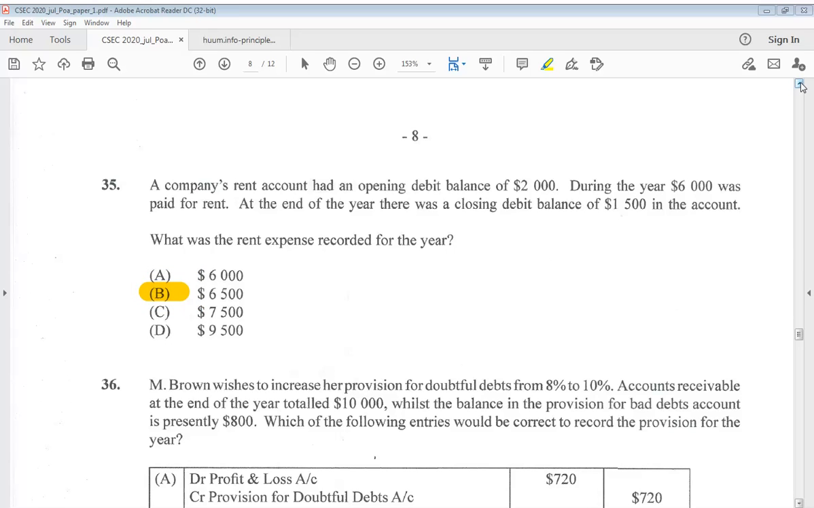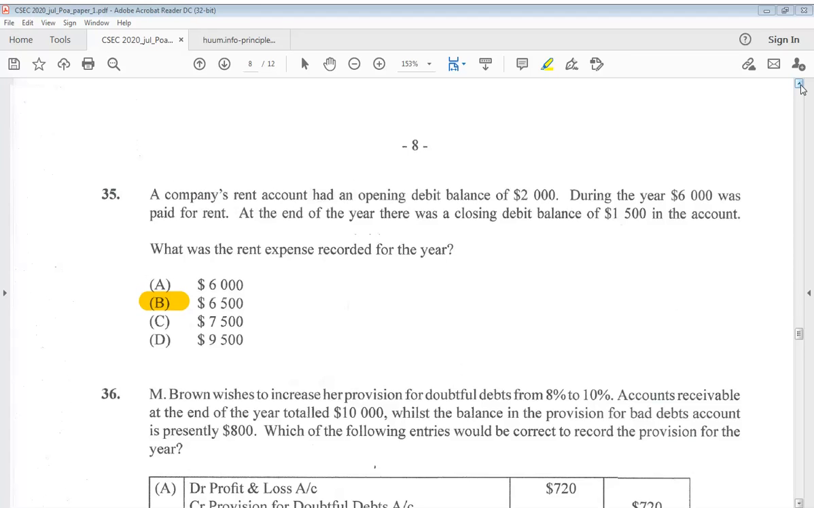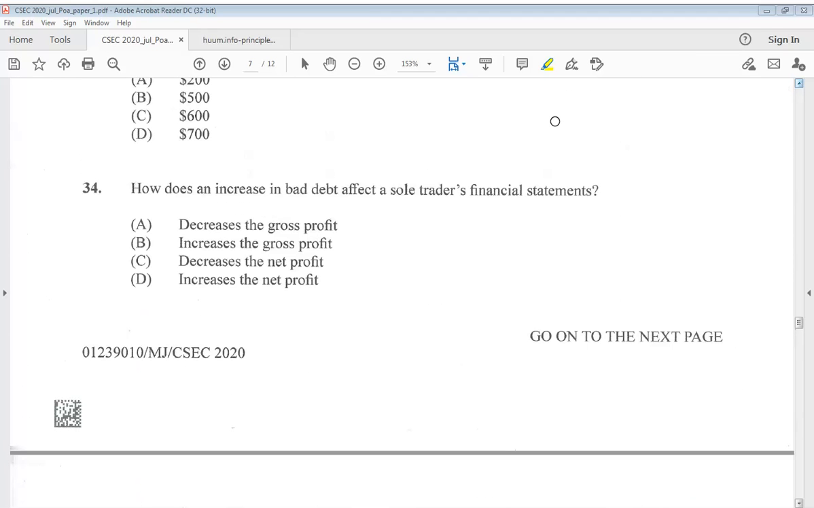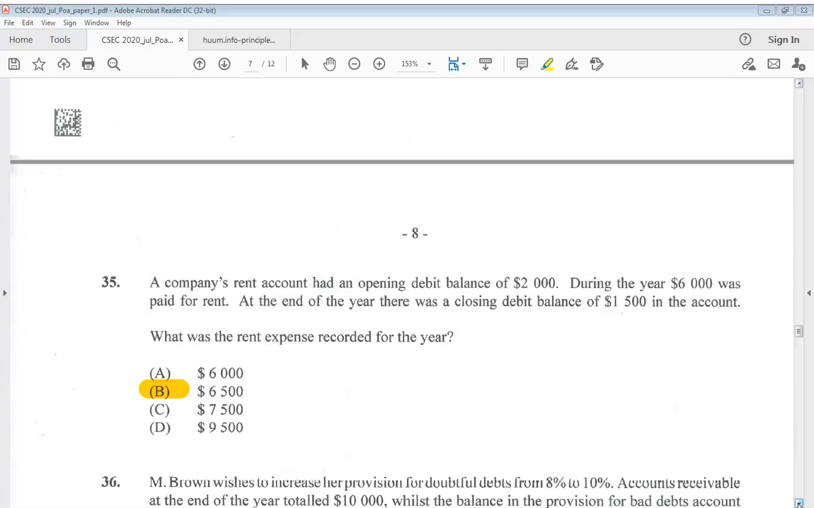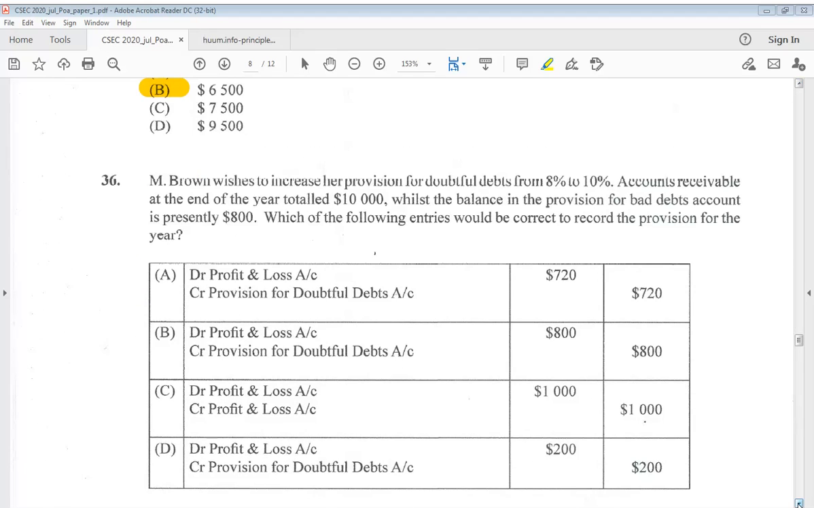Let me go back here and highlight this for you. 34C. Let's go on now to question number 36.